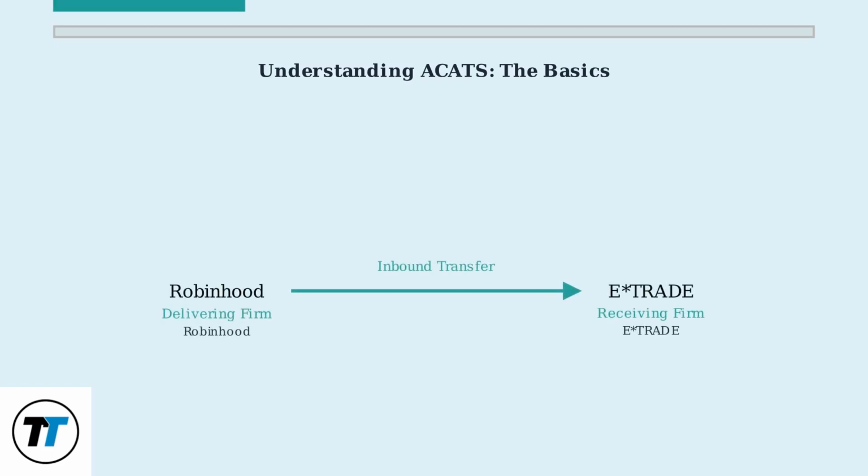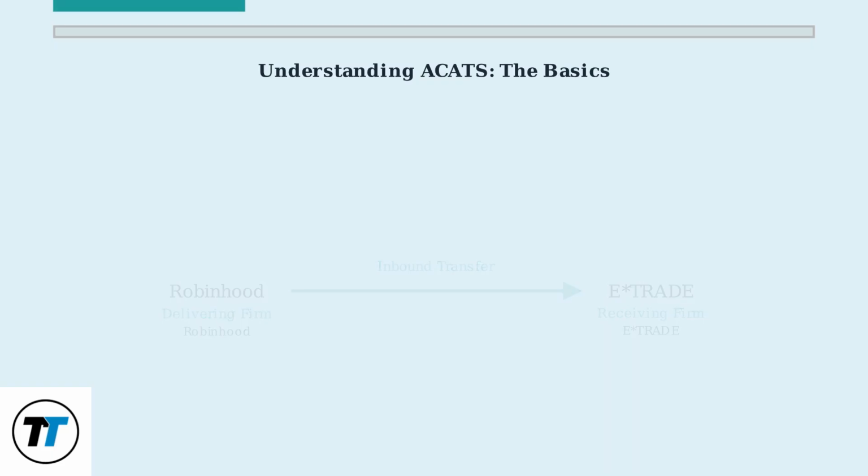For a transfer from Robinhood to E-Trade, it is an inbound transfer for E-Trade. Robinhood acts as the delivering firm, sending the assets, while E-Trade receives them as the receiving firm. The process flow shows how ACATS handles the transfer through the NSCC system, ensuring secure electronic movement of assets.